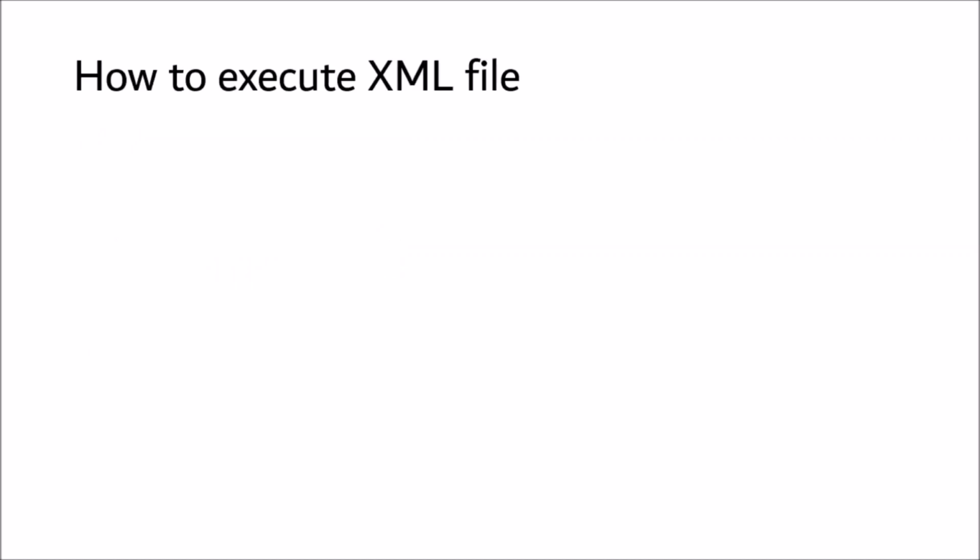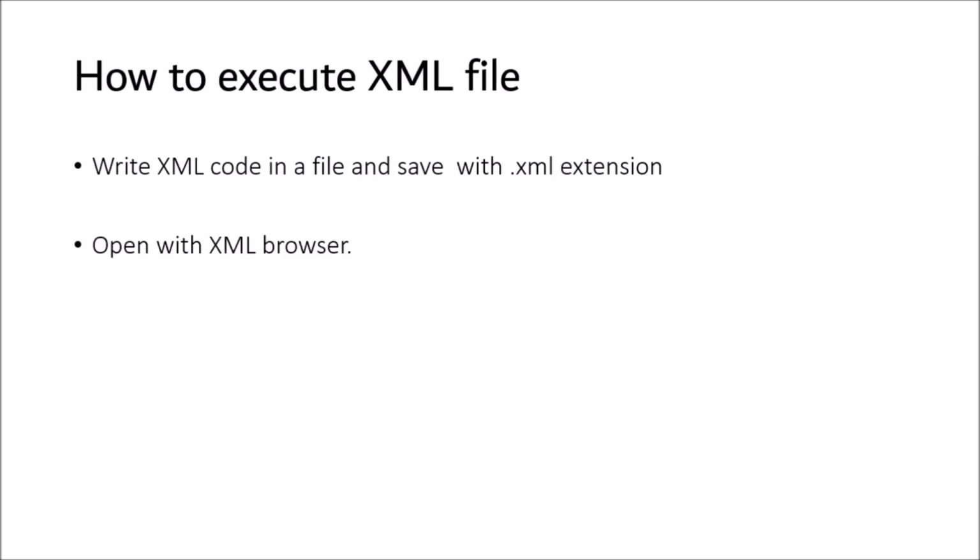Now in case of XML, how to execute an XML file? You can use Notepad and write the XML code. You have to save this XML code using the .xml extension. So the code will be written in Notepad, and at the time of saving, you save the file with .xml extension. After saving this file, you can open it with an XML browser.